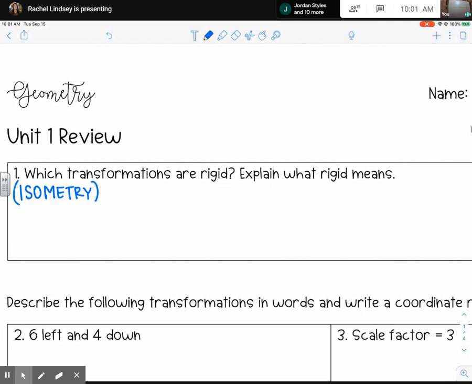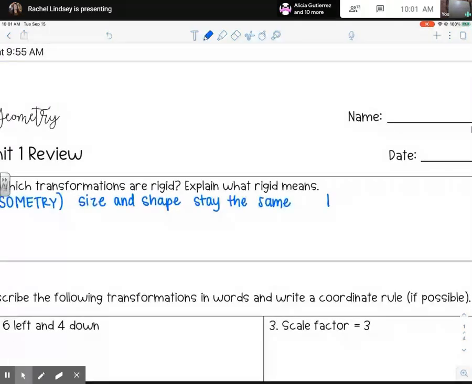So, with a rigid transformation, what do we know about the size and the shape? They always stay the same. So the size and the shape stay the same, which means that the pre-image is congruent to the image.